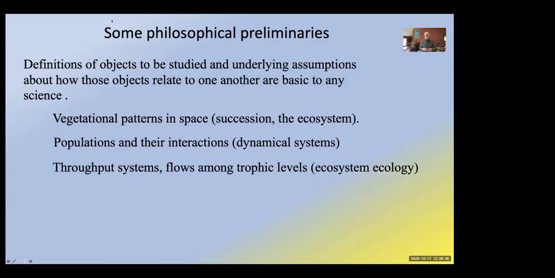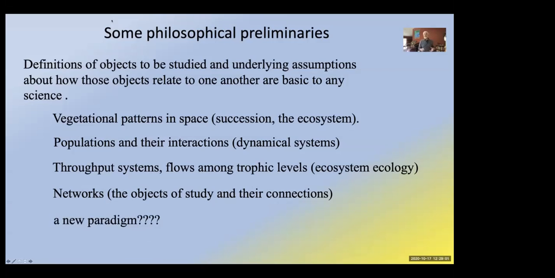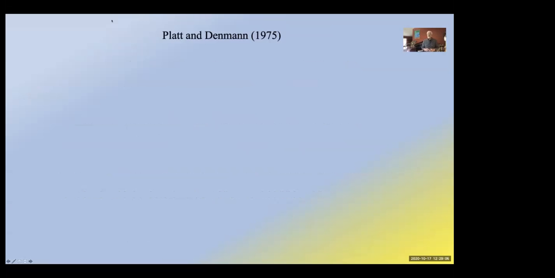I think it was 1947, Lindeman gave us the trophic dynamic aspects of ecology, the throughput systems, flows amongst various trophic levels, and that's turned into our current idea of ecosystems ecology. And then most recently, we have a lot of interest in networks, where the objects of study are connected with one another in some particular kind of pattern. And so I want to suggest a different way of doing things, a new paradigm is what I'm going to try to suggest, okay? Now, this actually was stimulated by a paper written by Platt and Denman in 1975.